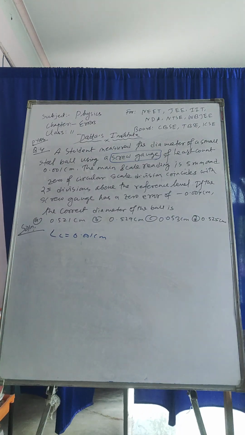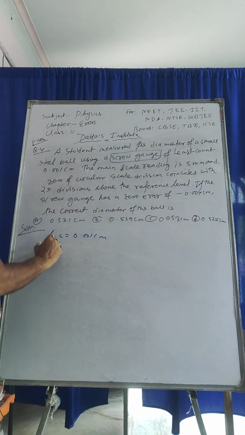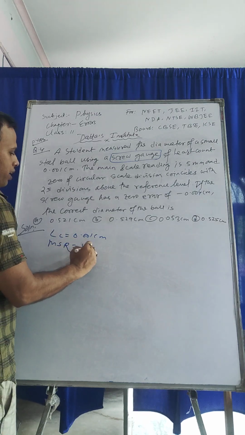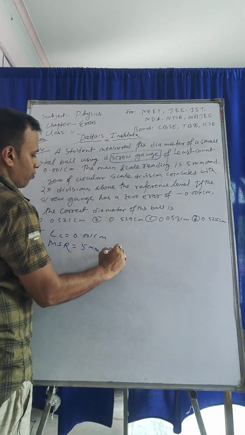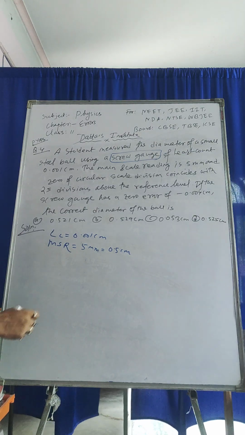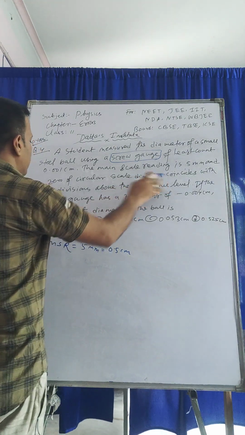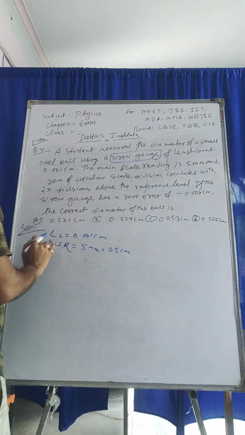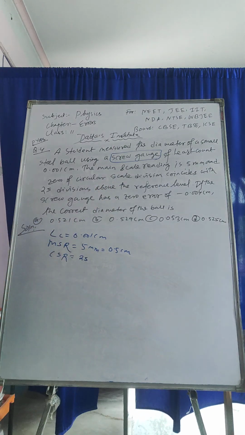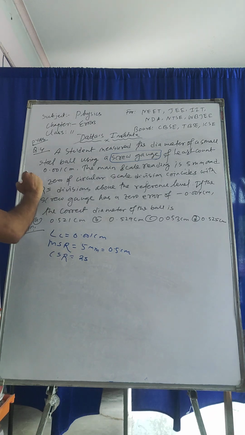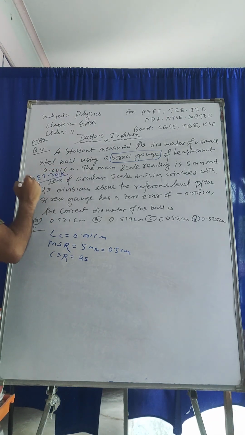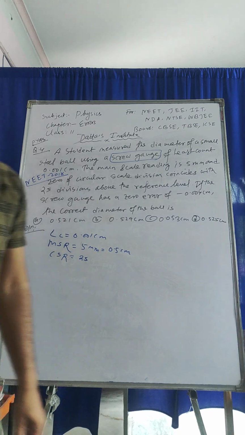The main scale reading is 5 mm. So MSR is equal to 5 mm, which is nothing but 0.5 centimeter, and the 25th division of the circular scale coincides with the reference line, that is CSR. CSR is given as 25. This question came in NEET 2018.